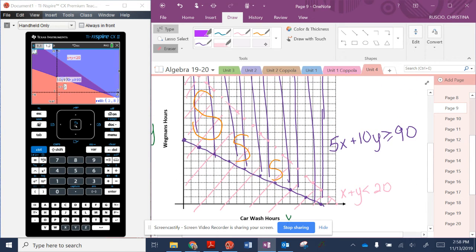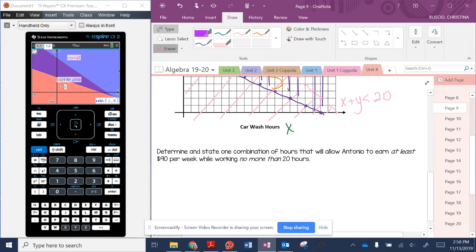Basically what it's saying, find a point in the shaded region. You know what? I'm going to find this one right here. What's that? That's a point 110 it looks like. Some people want to leave this as their final answer. Boy, that is messy handwriting. So this is a point 110, which means 1 hour at the car wash. This is what's going to get us full credit.